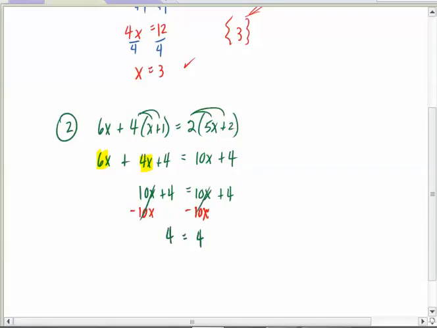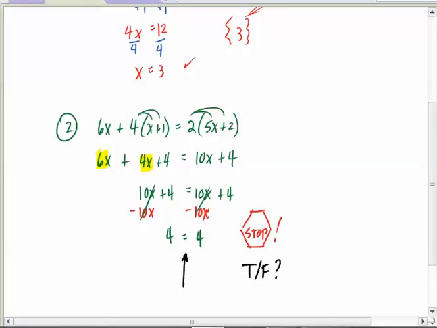Now, here's what I do. I say, wait a minute, when the variable disappears, guess what I'm going to do? I'm going to put a big old stop sign right there. Stop! When I notice the variable goes away, then I need to stop. And I need to ask myself a question. Is it true or false? That's the next thing I need to do.